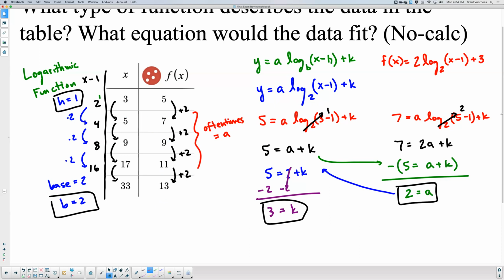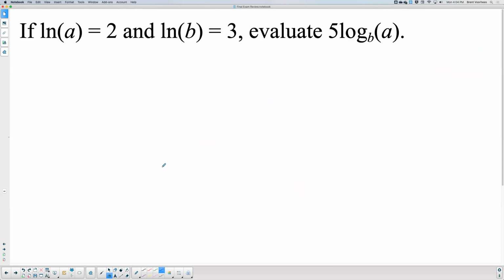So, anyways, there's our equation. You could verify with any other point if you wanted to. You could plug in, I don't know, 17 and 11. 11 equals 2 log, and you plug in 17. 17 minus 1 is 16. 2 to the 4th, 16. So 2 times 4 is 8 plus 3, 11. That's what it's supposed to be. It works. All right, putting all that aside, let's move on.